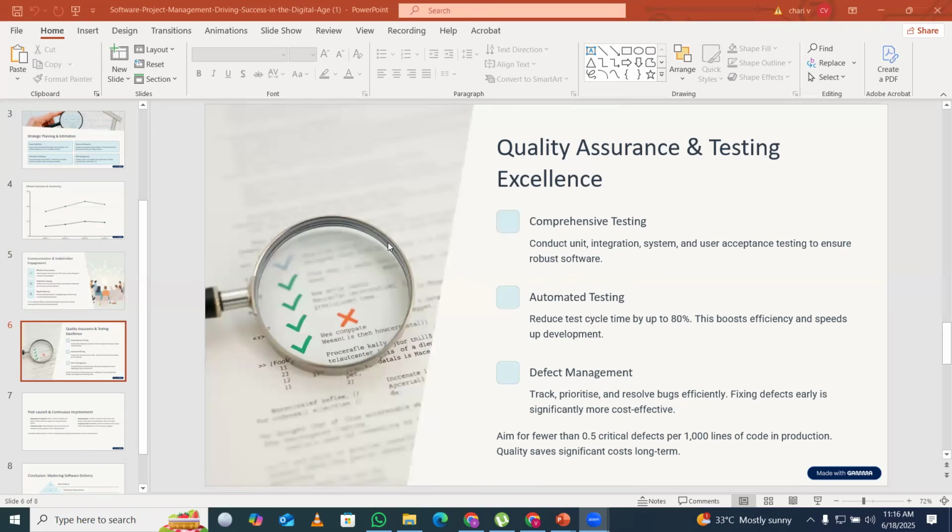Next, we need to look at quality assurance and testing excellence. Quality assurance means that whatever project you're going to develop, we need to look at how we are going to develop it, and think of how this project is going to fulfill the stakeholders. We have some comprehensive testing. We perform unit testing, where we develop the code ourselves in smaller pieces and perform unit testing on that.